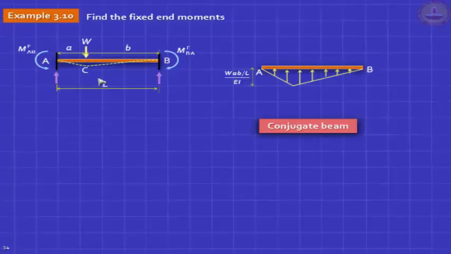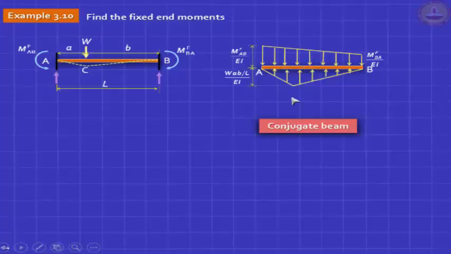Conjugate beam, free. This diagram I know: the maximum moment whenever I have a load like this will be WAB by L. Why? Because the reaction due to W in a simply supported beam will be W into B by L, and this is W into A by L. That into this distance will be WAB by L. Curvature means I divided by EI. And on top, I can guess this load is nearer to the left, so this moment is likely to be more than this moment, so I drew it like this. Also, I know the centroid of this is going to push the CG away from the middle to the left.